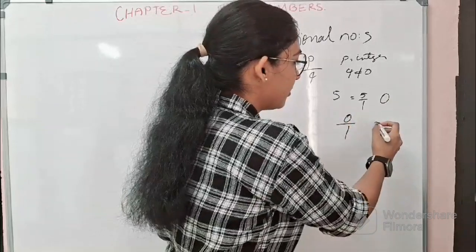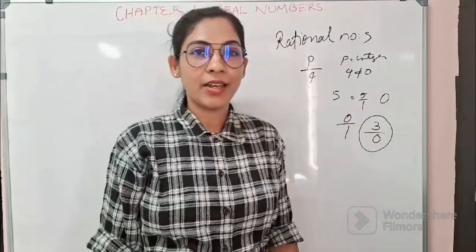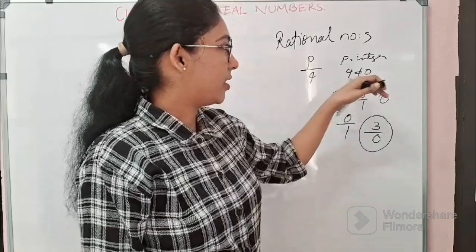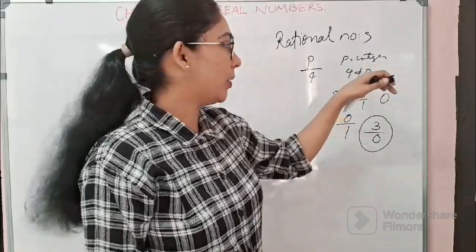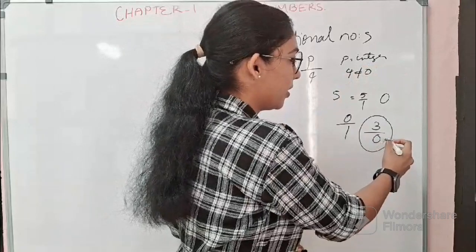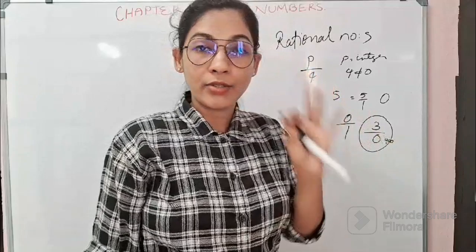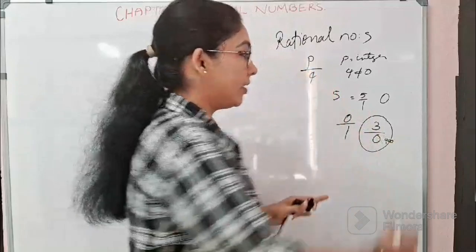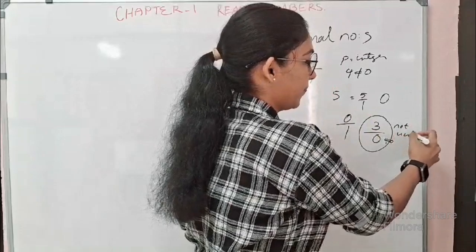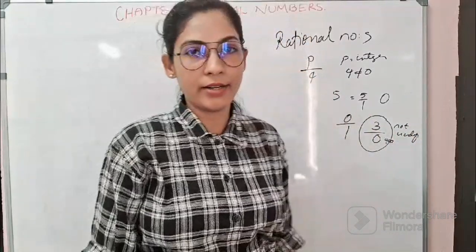Is 3 by 0 a rational number? Of course not. Because here there is a condition, that is p is an integer, q is not equal to 0. Here the denominator q is equal to 0. So 3 by 0 is not a rational number and it is not determined or undefined. So this is the condition for rational numbers.